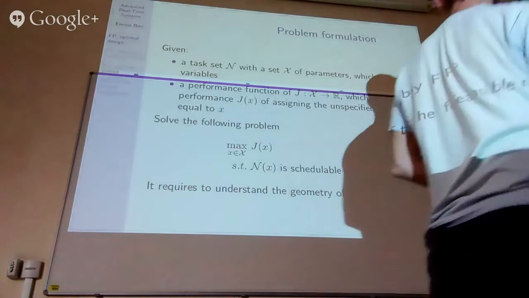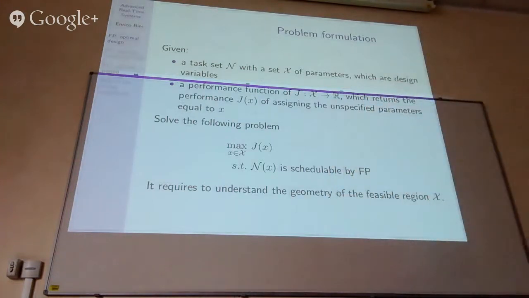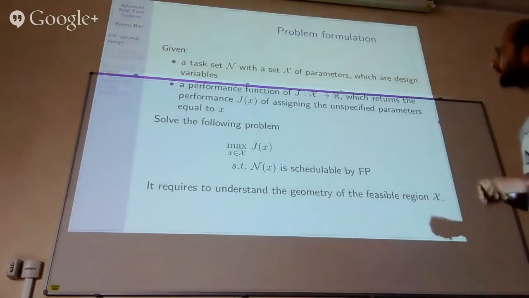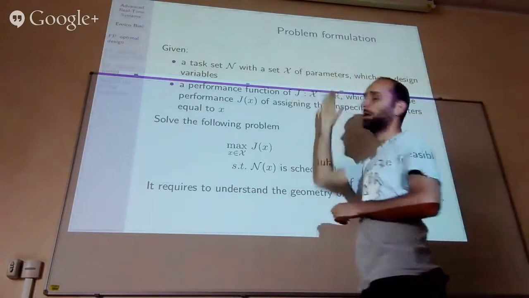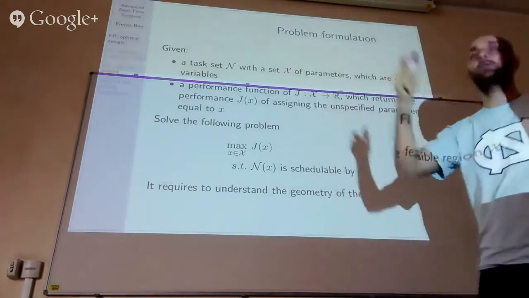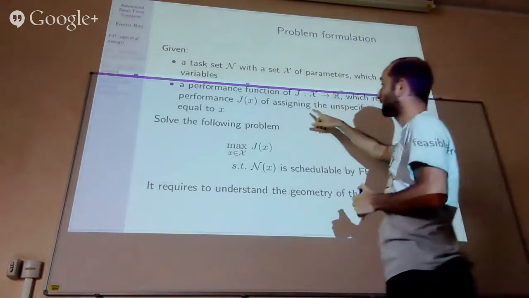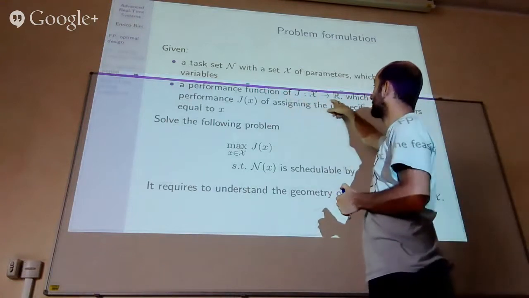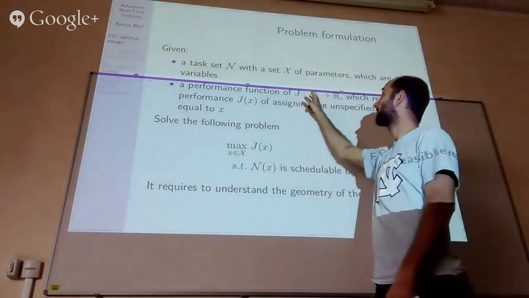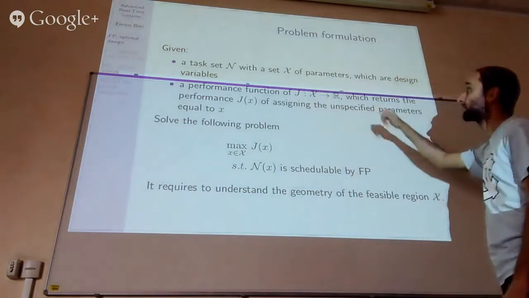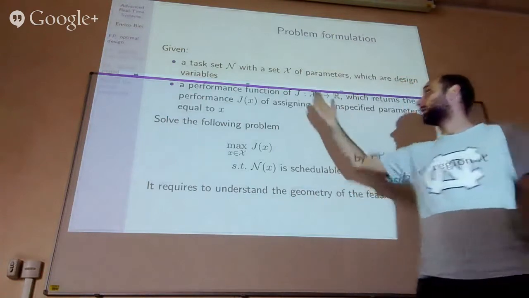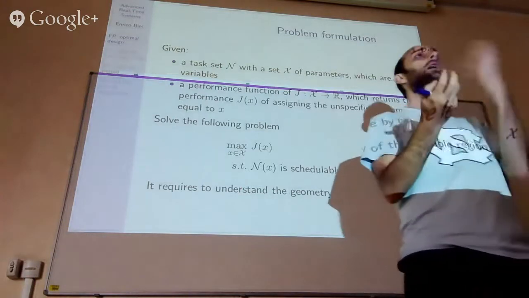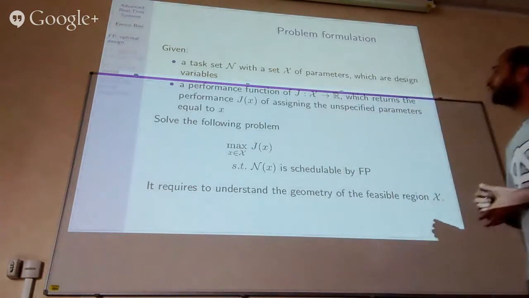So how do we formulate it in very broad terms? We are given a set of n tasks, and there is a set of parameters which are design variables. So a set X of parameters, which may be periods, computation times, some parameters of the task set. And then the other ingredient is a performance function that I call J, from the set of design variables X to the real values. This performance function returns how good those design variables are.